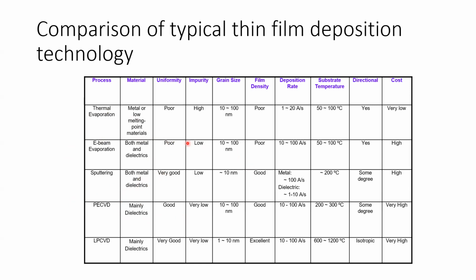And for applications or materials, we can deposit metal and dielectrics using CVD. PECVD, plasma CVD, is mainly for low temperature dielectric deposition, and LPCVD is for dielectrics and metals.